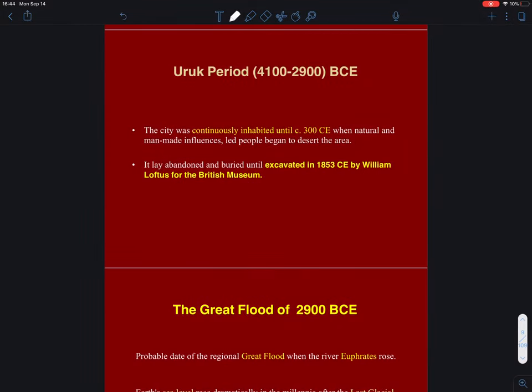I have to stop, I guess, because my battery is running low after this. But it was by Europeans, in this case, by William Loftus for the British Museum. And I want you to keep in mind, nevertheless, here is colonialism at work, but also intellectual curiosity.